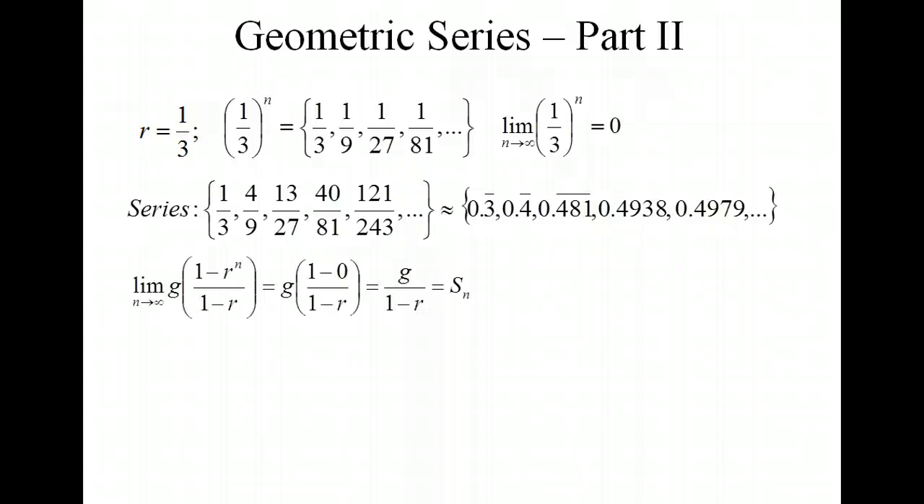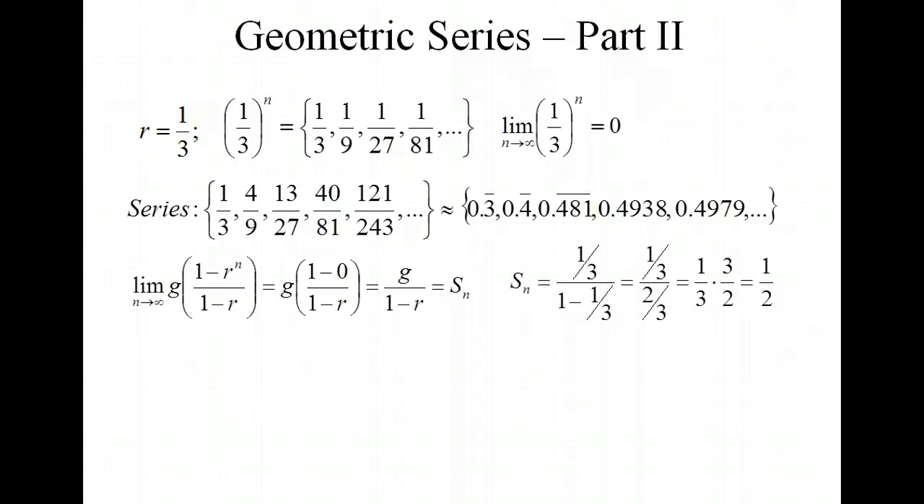Our sum formula for a finite number of terms was g times 1 minus r to the n over 1 minus r. If we take the limit of that as n goes to infinity, and we know that r to the n is going to go to 0, we can replace r to the n with 0. And that simplifies our formula down to g over 1 minus r for our sum of an infinite number of terms. So let's use the formula g over 1 minus r to get our sum of the infinite number of terms.